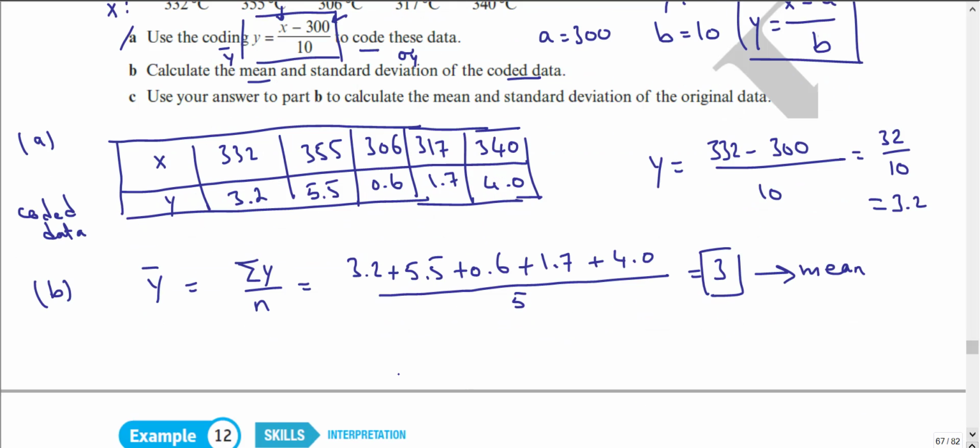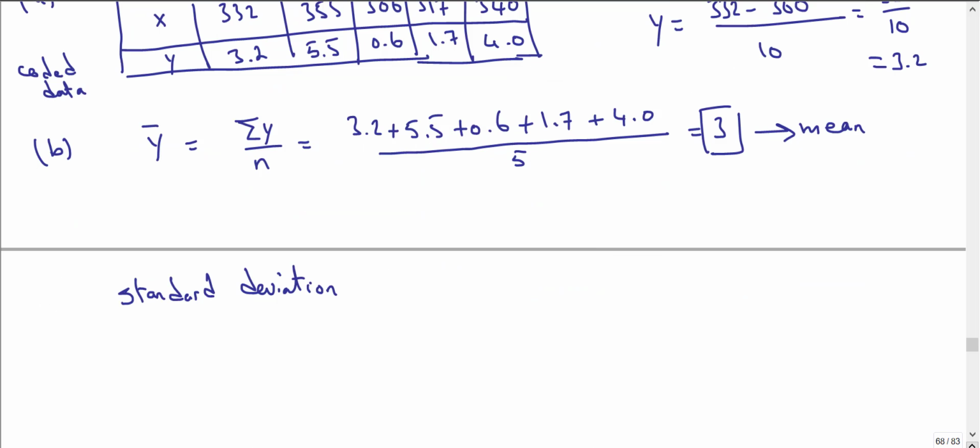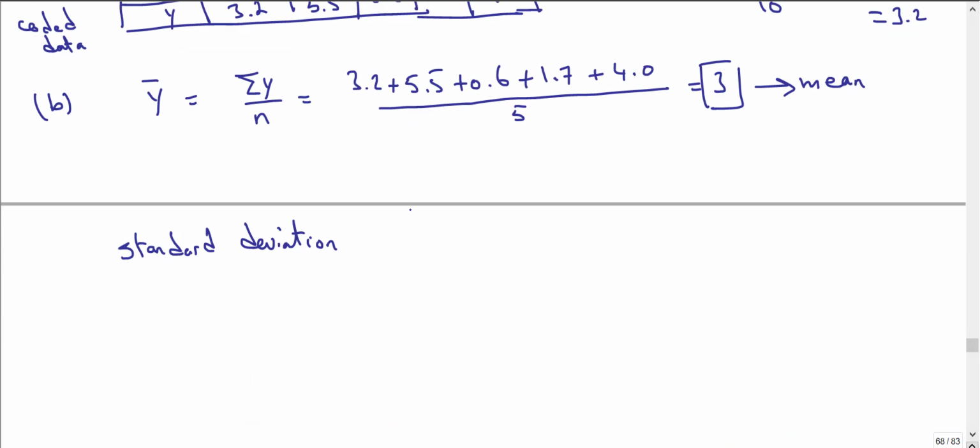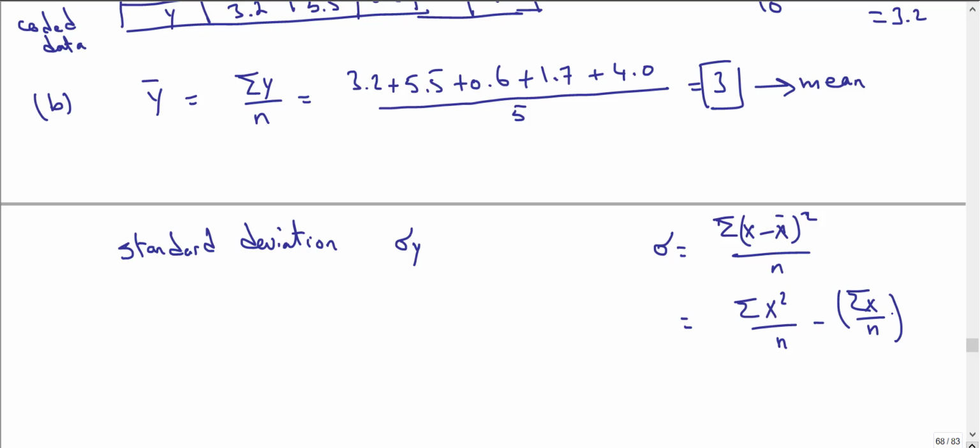Now to the standard deviation. How to find the standard deviation of the coded data? What's the rule? We have two formulas. Version 1, remember this? Sigma equals the square root of x minus x bar all power 2 divided by n. The other version is sigma x squared over n minus sigma x over n all power 2. That is the mean squared.